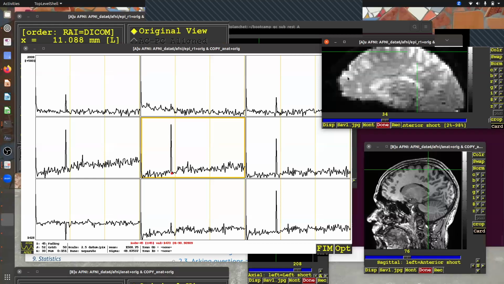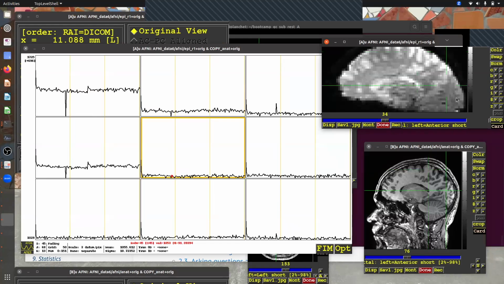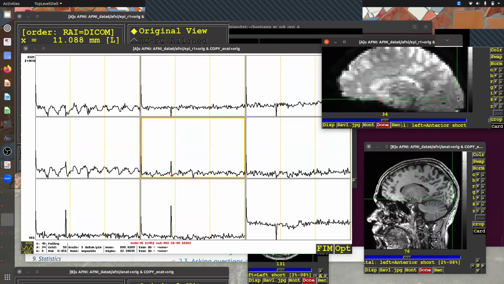I should say if there are any questions, just ask them. I'm happy to take questions throughout on anything. All right, and if I keep moving around the brain, let me go to this part of the brain. We still see spikes. Are there any other features that you see? Anything else that you would notice about some of these time series that's a bit different than what we've been looking at so far?